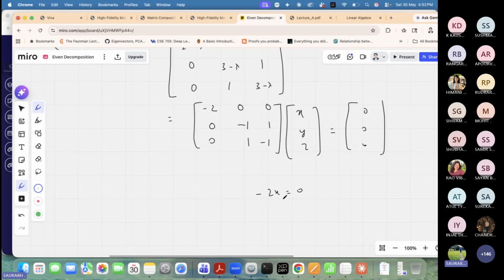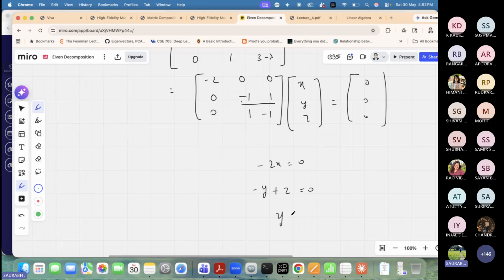Now this is basically saying minus 2x equals 0, which means that x equals 0. From the second line you can write minus y plus z equals 0, or y equals z. From the third row you also get the same thing. So you are getting minus 2x equals 0 and y equals z.